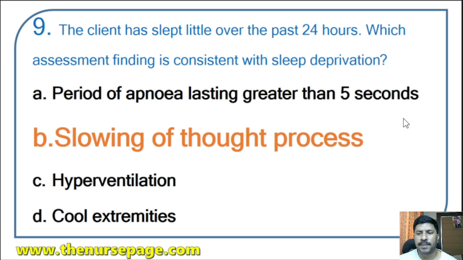A client who becomes sleep deprived often shows signs of impaired cognitive functioning. The other assessment findings are not associated with sleep deprivation. So, if there is sleep deprivation, there will be impairment in the cognitive functioning. That is represented by slowing of thought process.